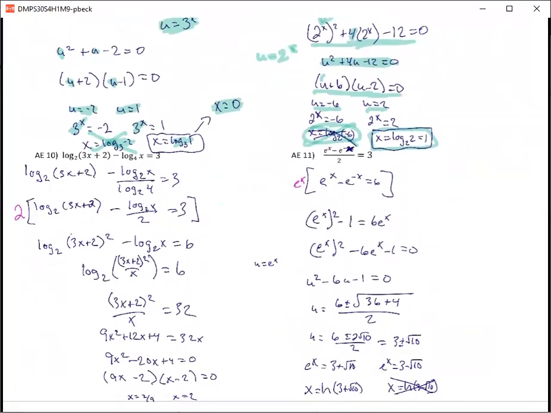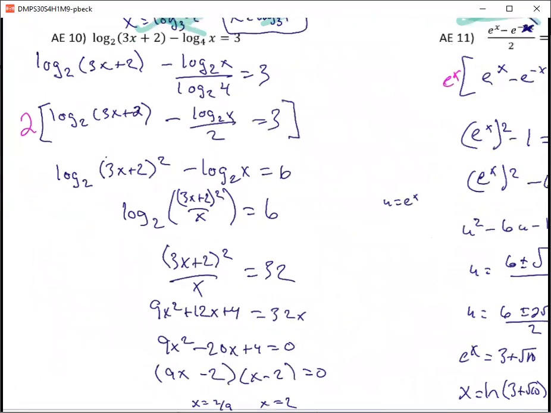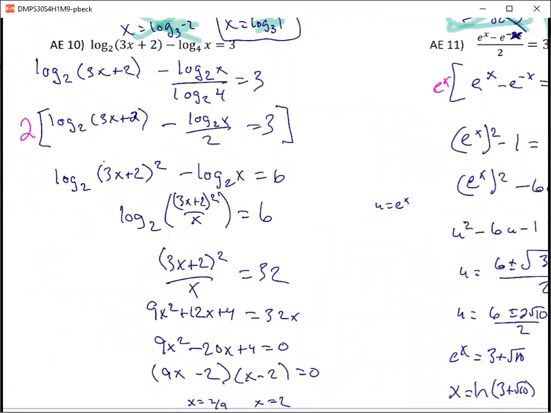For problem number 10, this one's definitely a tougher one because this requires us to actually use the change of base formula and use it accurately. We have log base 2 of 3x plus 2 and log base 4 of x. Because we have different bases, we have to use the change of base formula. I turned this log base 4 of x into log base 2 of x over log base 2 of 4. Why 2 is the big question? Because this is a 2 and I want to use the same base. So then log base 2 of 4 I know is 2.